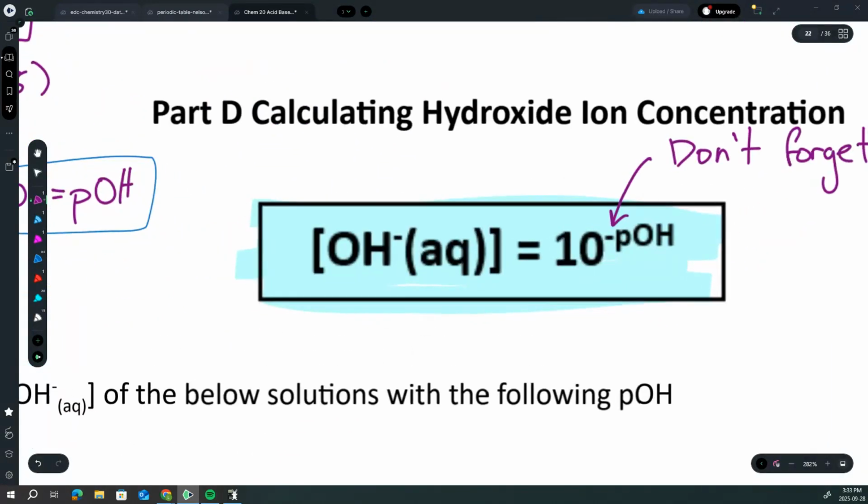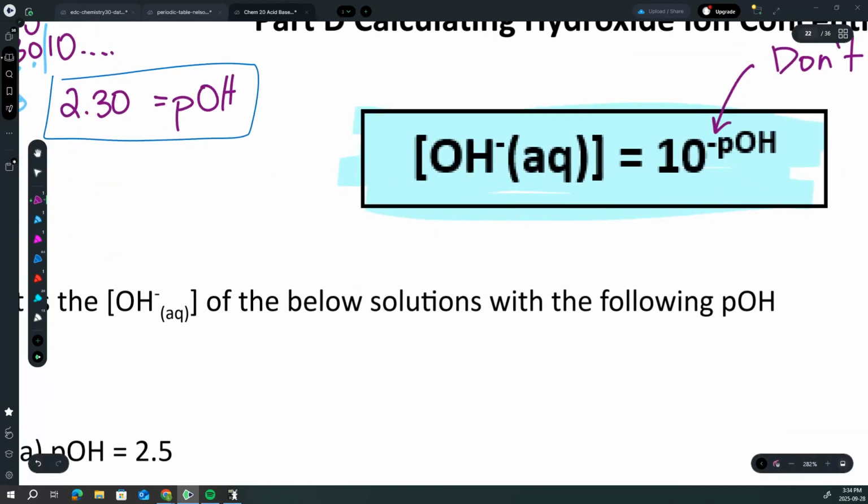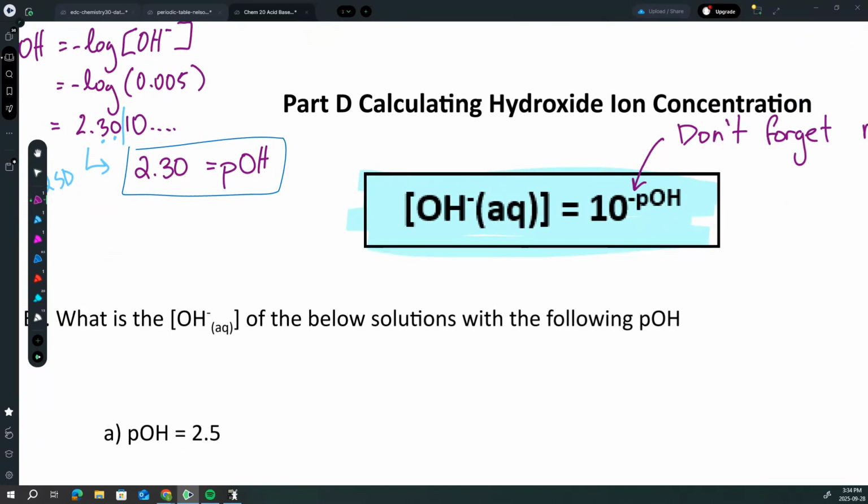Okay, so again, you can only figure out the concentration of hydroxide ions if you have pOH. You cannot figure out the concentration of hydroxide ions from pH. Likewise, you cannot figure out the concentration of hydronium ions from pOH, or vice versa. So just a heads up, you can't mix and match. pOH correlates to the concentration of hydroxide ions. pH corresponds with the concentration of hydronium ions.